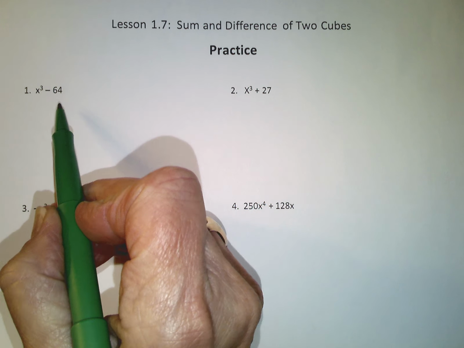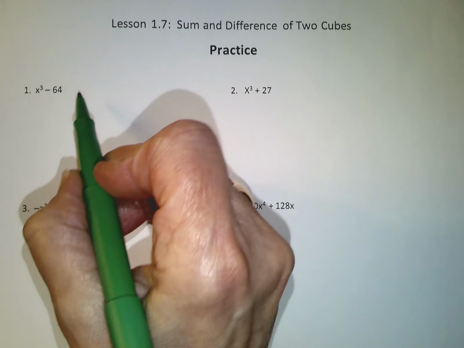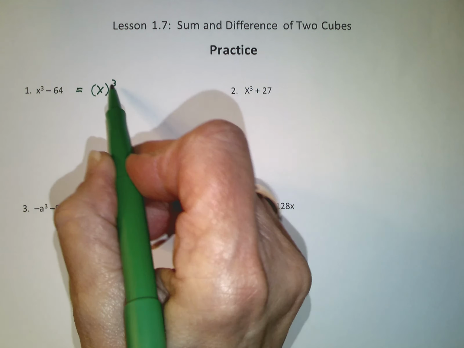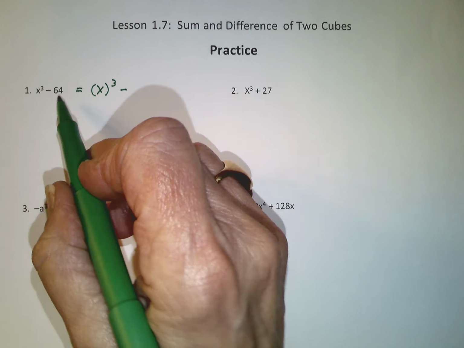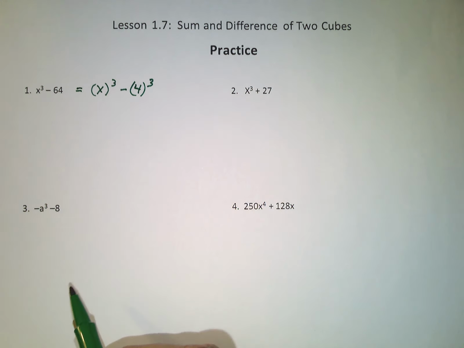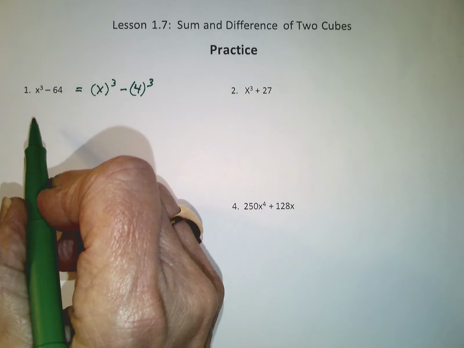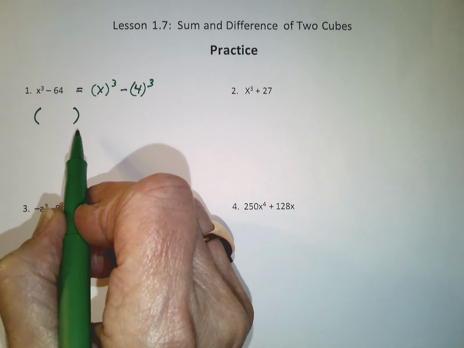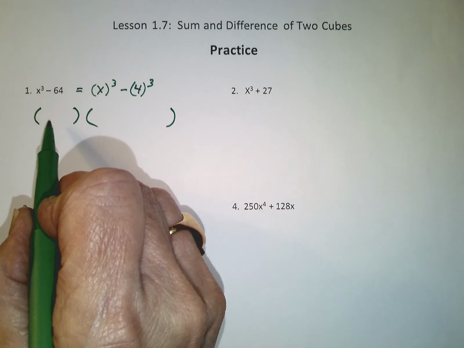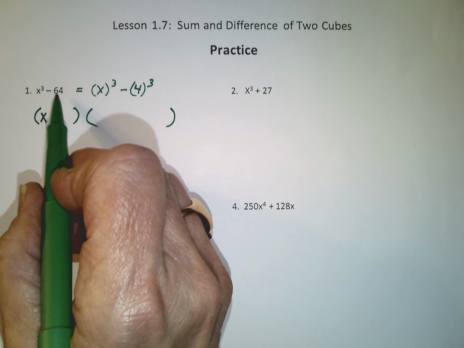So do we have two perfect cubes here? Because if we don't, there's no point. Well, sure we do. Obviously, this is the cube on x, and this is the cube on 4. 4 times 4, 16, times another 4, 64. So we have our first factor, and we're going to have a trinomial factor. First factor is easy. Cube root of x to the third minus the cube root of 64.